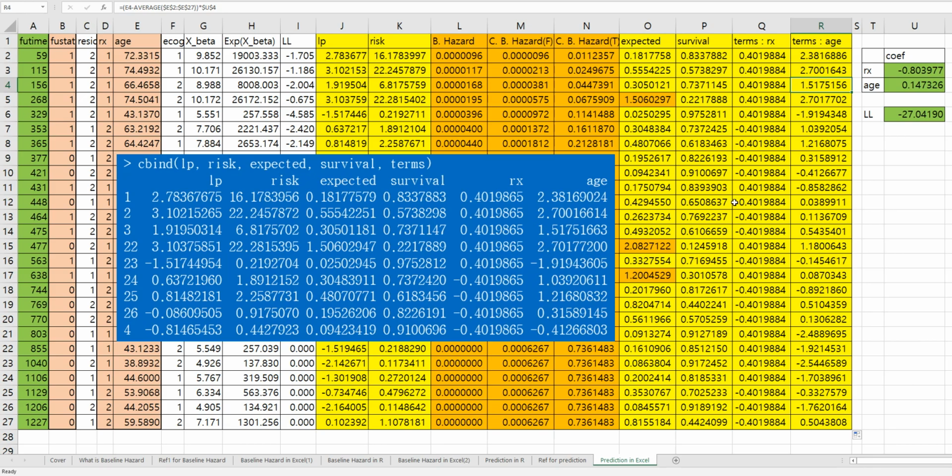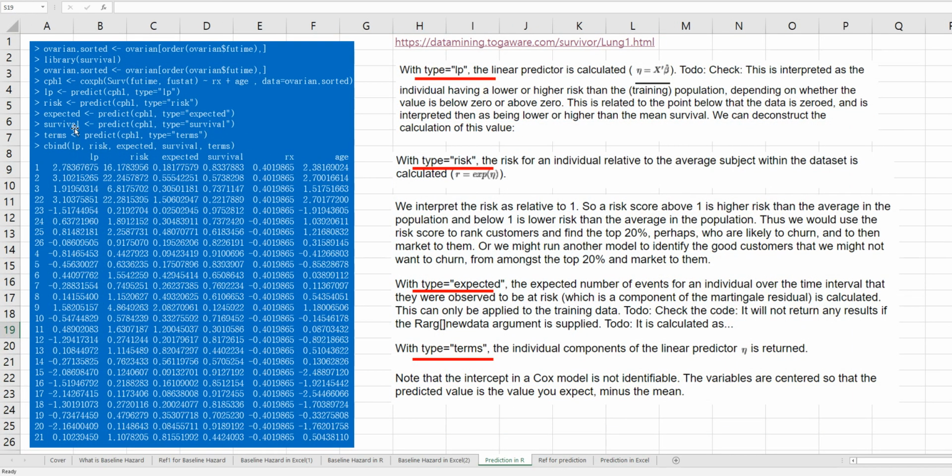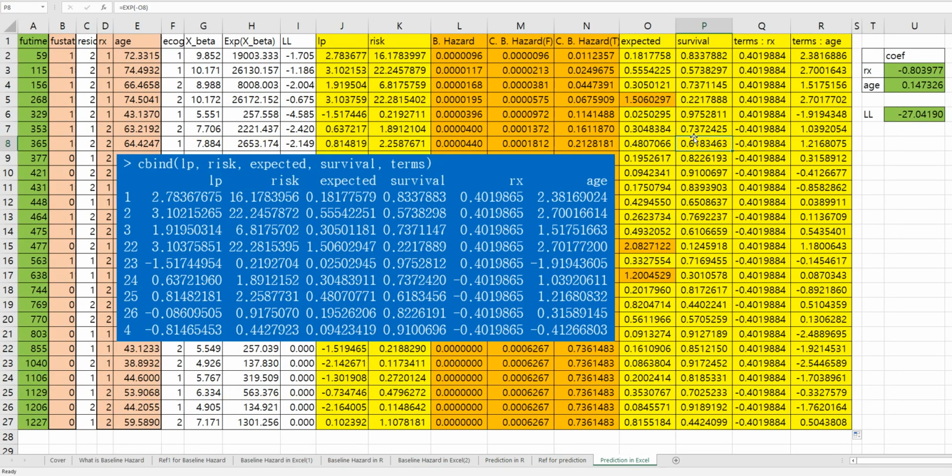Same as our output. So in summary, in this video I wanted to share how to calculate a linear predictor, risk and expected, survival and terms. These are from the predict function in our program, as you can see, this one. And also I hope you understand how to use the different types in terms of predicted values, right? Again, one thing you need to be careful about expected value is that this value can be more than value 1, right? This is not a survival probability.